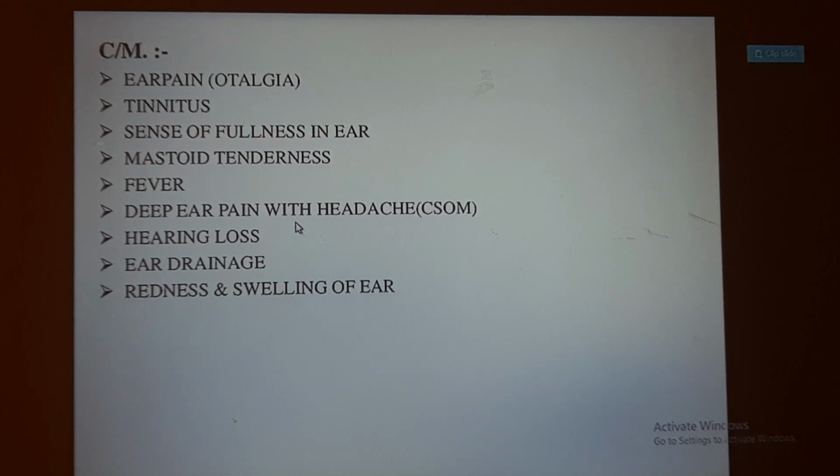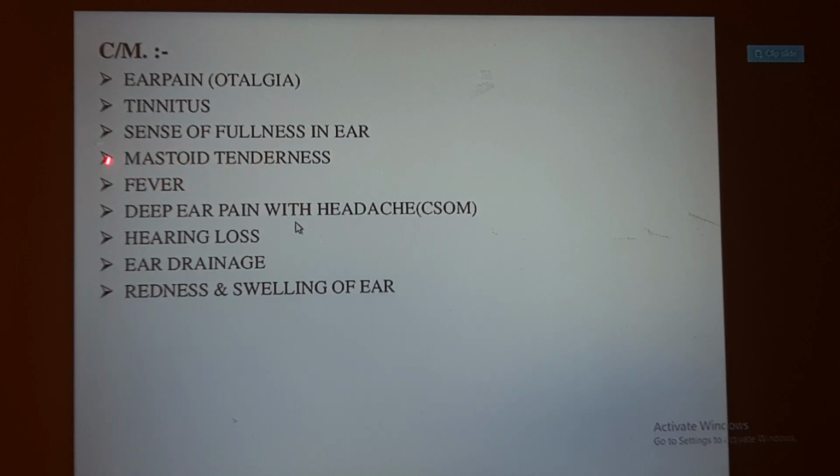Already in the middle ear there will be more accumulation of fluid, a buildup of fluid with pus. So you will feel as if something is full inside the ear, or that water is accumulated in the ear. That is due to the fluid buildup in the middle ear. And then mastoid tenderness. The mastoid is a part of your ear that will be tender, meaning pain to touch. The word tenderness means pain will occur when you touch that part.